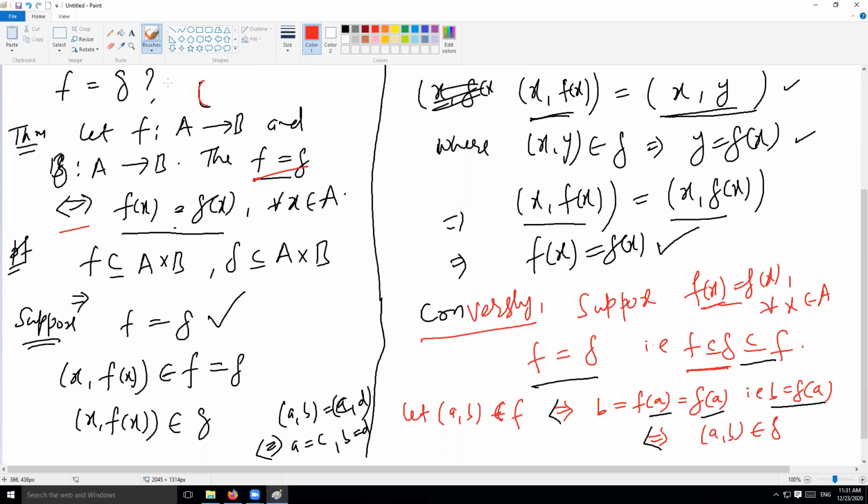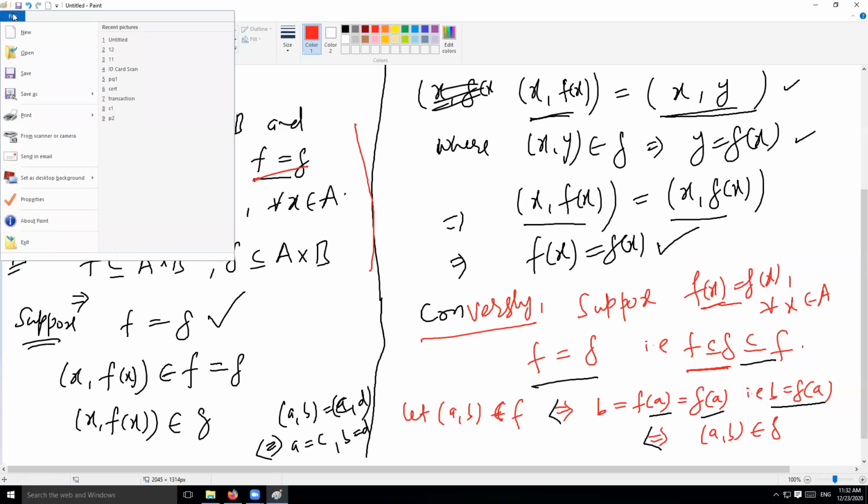Challenge. You have to not only convince yourself why these results are true, but you have to keep all these results in your permanent memory. Whenever you have to prove two functions are equal, just show that their outputs are equal. This is really the key thing.